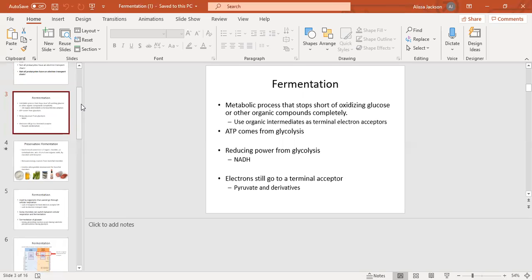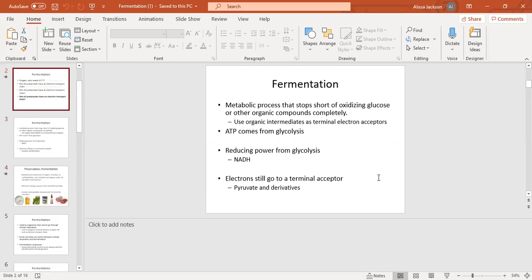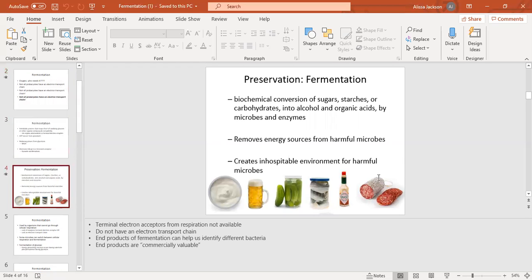My bad. It doesn't oxidize glucose completely. Right. Well, oxygen is the terminal electron acceptor in us. Yes. And in bacteria. Some of them. Okay. Whoa, it's been a week.